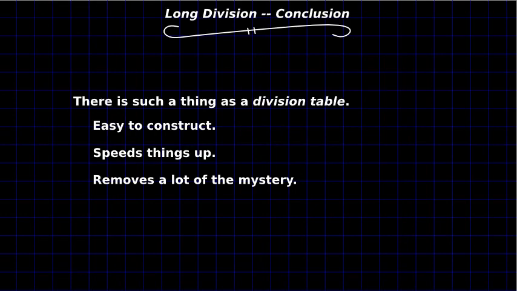So that's the trick for doing long division efficiently. Construct a division table. It looks a whole lot like a multiplication table, except you read it right to left instead of left to right. The table is very easy to construct, and having one speeds things up quite a bit. Also, it's helpful conceptually because it removes a lot of the guesswork and removes a lot of the mystery.